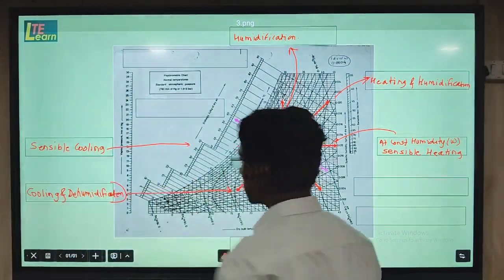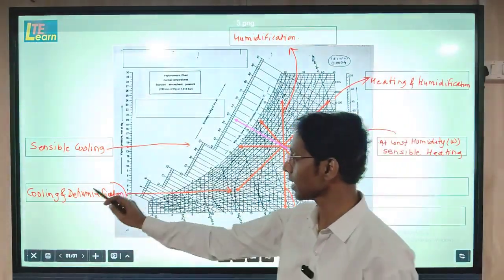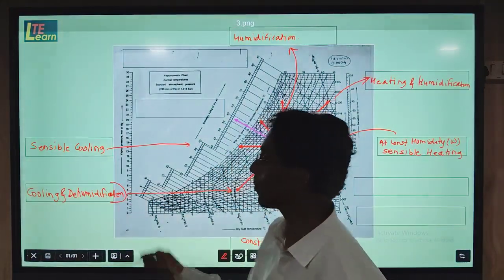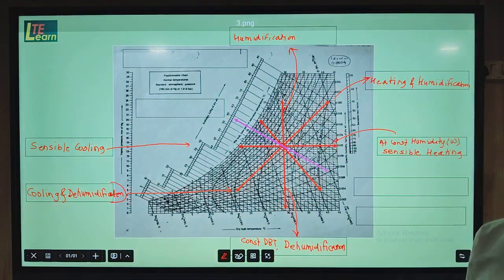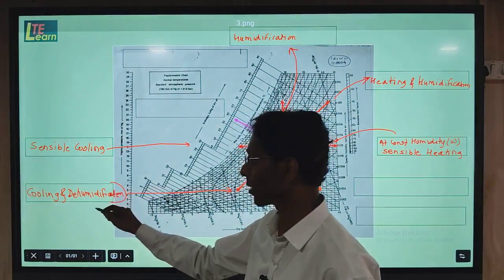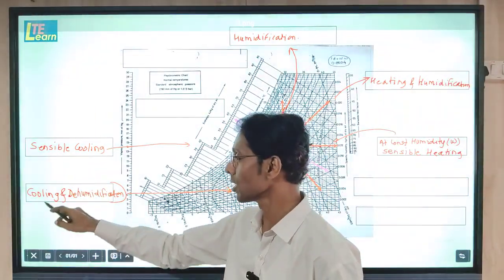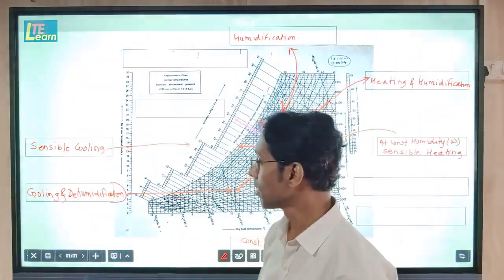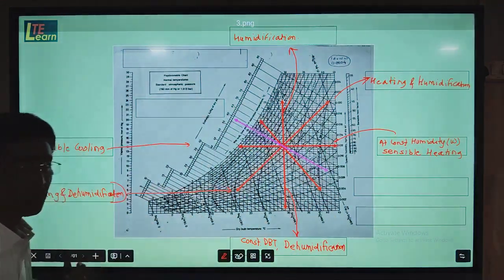Now, normally in summer air conditioning, the cooling and dehumidification process is carried out, because in summer the temperature is higher and humidity is higher. It depends upon the region of the earth where the humidity is present. If the humidity is higher, then there should be moisture removal. If the temperature is higher, then there should be a decrement in the temperature. So that is why the cooling and dehumidification process is used in summer air conditioning, but in a hot zone normally.